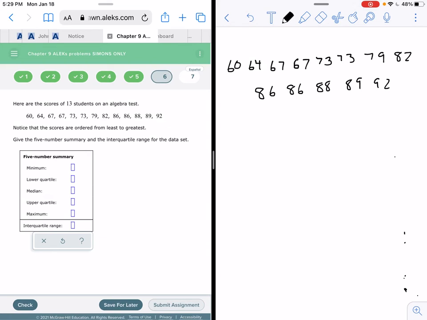All right. Well, the minimum and the maximum are just the least and the greatest. Minimum is always your smallest. So this is going to be my minimum right here. It's going to be 60, and this is going to be my maximum right here.